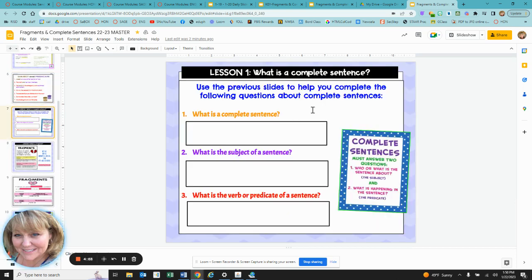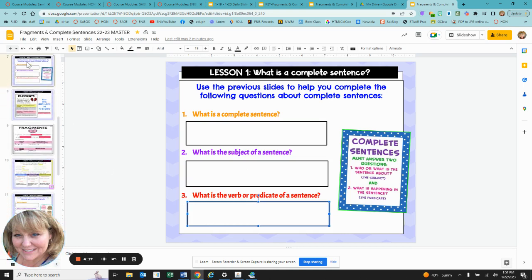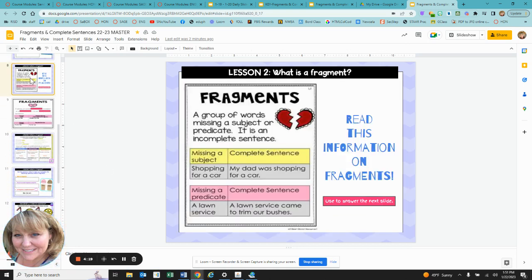For this slide, it says, what is a complete sentence? Use the previous slides to help you complete the following questions about complete sentences. What is a complete sentence? Type it in. What is a subject? Type it in. What is a verb or a predicate? Type that in by looking at these slides before.